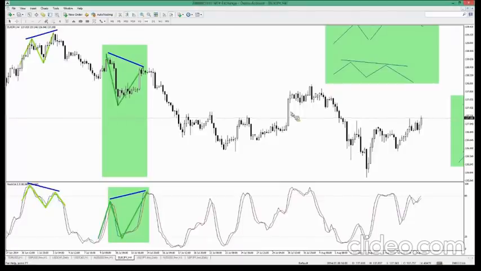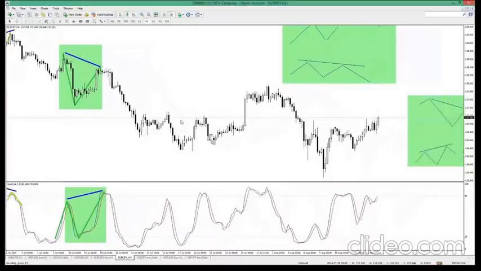As I said, it can take a little bit of time to train your eye, just because it's not a standard thing to look for. But this is probably the most powerful of the divergence tools you're going to find in a trending environment. So you're playing the market with the trend.